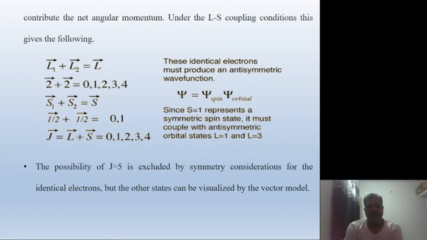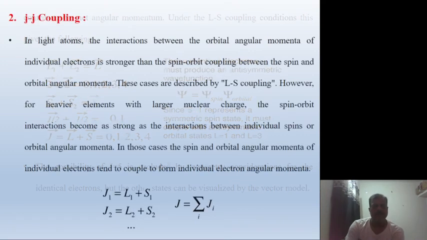These identical electrons must produce an anti-symmetric wave function. Psi is equal to psi spin into psi orbital. Since S equal to 1 represents a symmetric spin state, it must couple with an anti-symmetric orbital state, L equal to 1 and L equal to 3. The possibility of J equal to 5 is excluded by symmetry consideration for the identical electrons, but the other states can be visualized by the vector model.